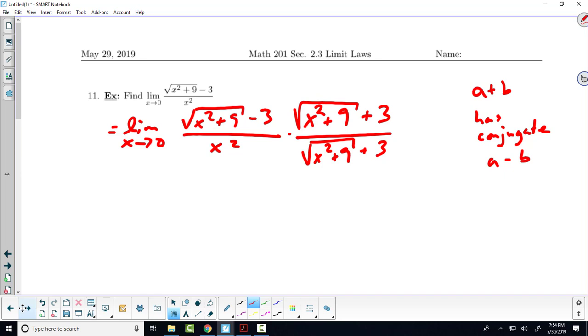But I can't just multiply an expression by any old number. I can only ever multiply it by what? 1. Somebody once told me that most of math is adding 0 and multiplying by 1. I agree. Almost all the tricks we do are multiplying by 1 or adding 0 in some clever way that gets us where we're going. Okay? So this is just the number what right here? 1. Okay.